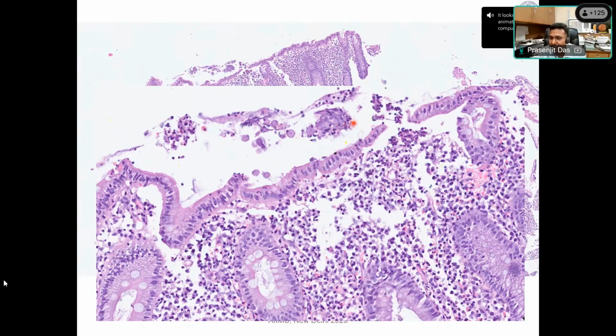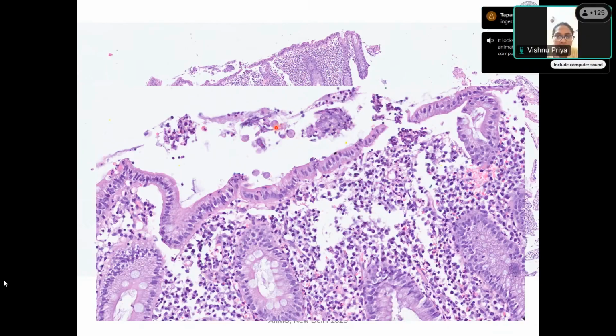You can always do PAS with diastase stain, or you can do IHC. Those are there, but morphologically, what will you look for? So I'll tell you, because time is less. You will look at the nucleus.